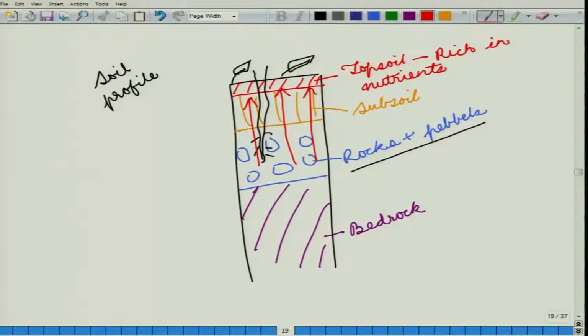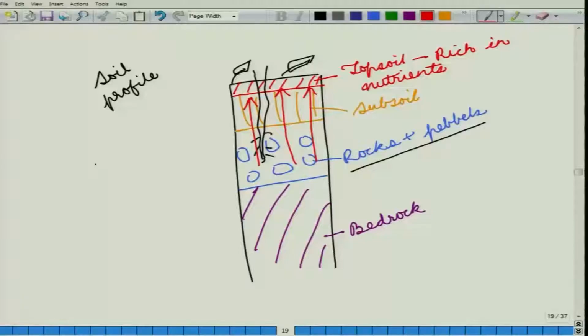But what happens in the case of a bare soil? In a bare soil, you do not have all these processes going on. There are no trees that are sucking up these nutrients from the bottom. There are no leaves that are putting these nutrients back into the topsoil layer. So in the case of a bare soil, these two processes are not going on.